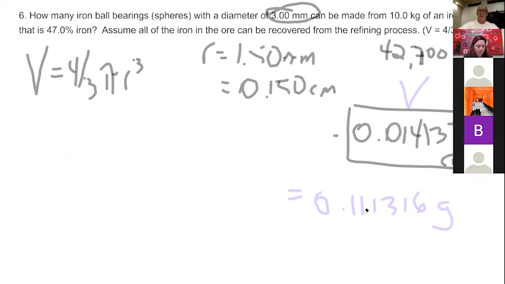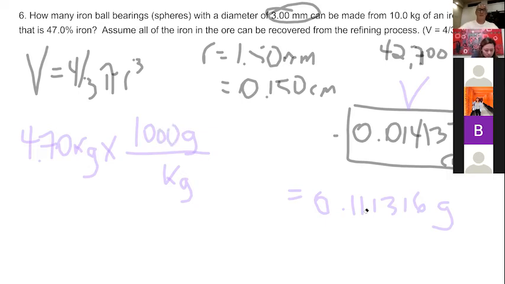So what do we do? We take the total mass. Our total mass of iron was what? How much iron did we have to start with? 4.70 kilograms. And we want grams, right? Because we want the same mass. So we're going to convert kilograms to grams. How many grams are there in a kilogram? 1,000, that's right.